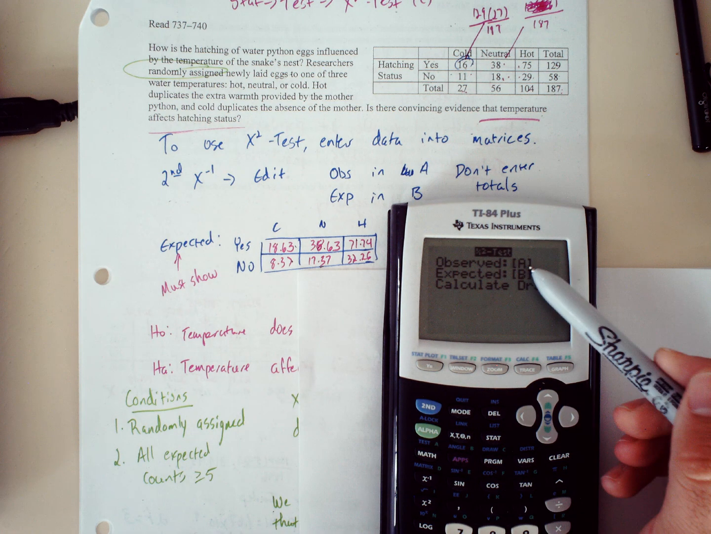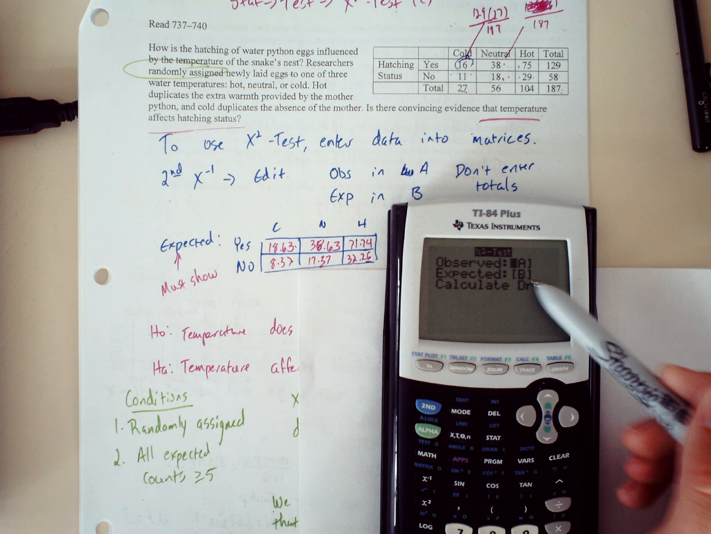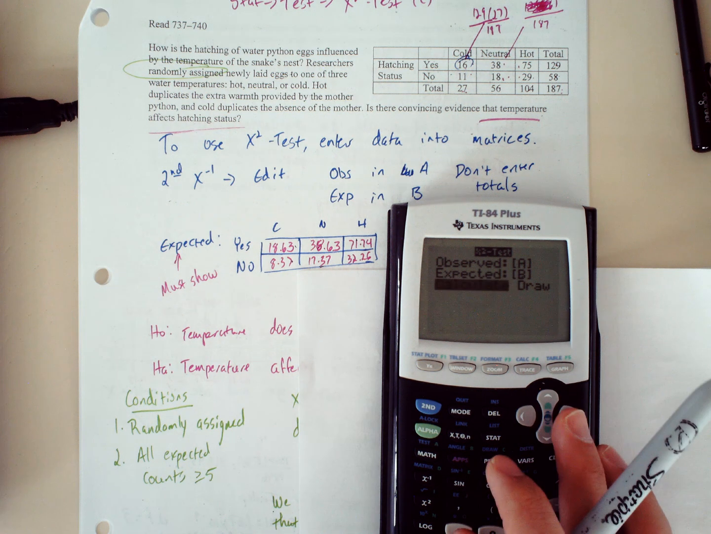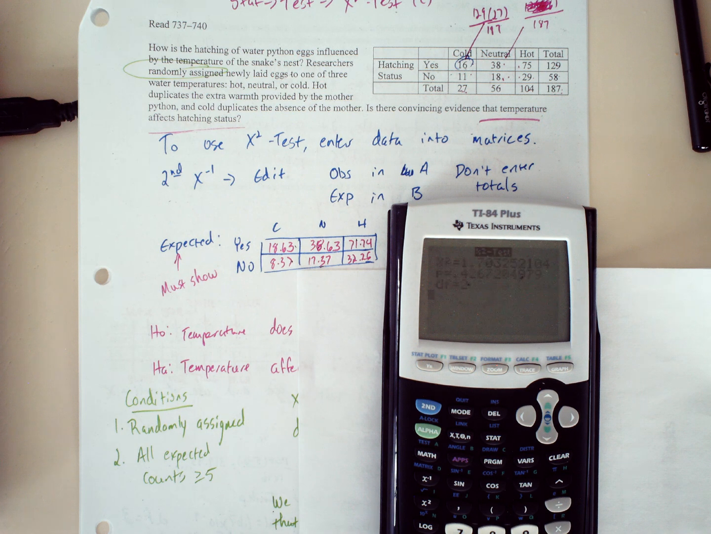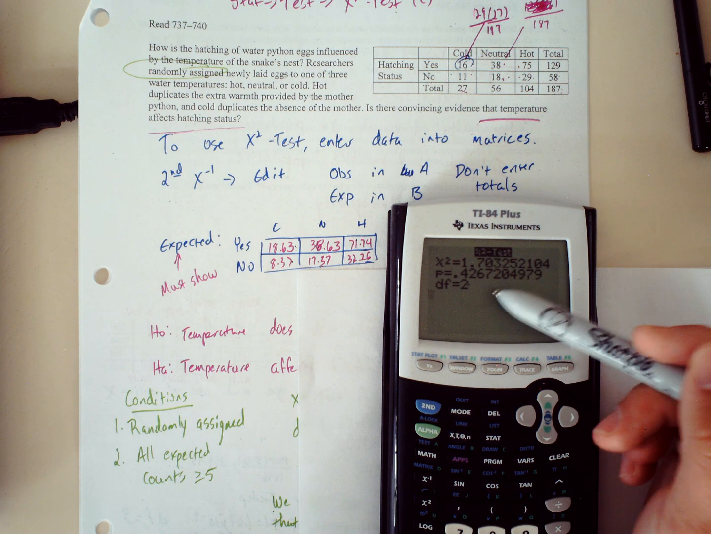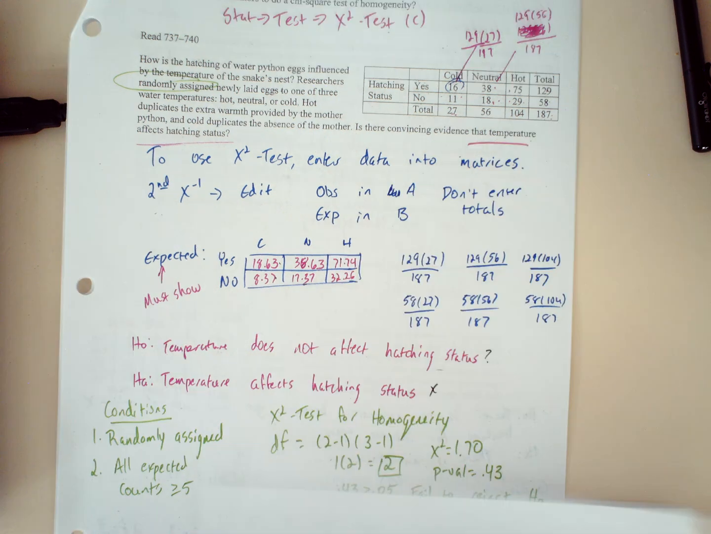Don't have to change anything here. Matrix A is my observed. Matrix B is my expected. Calculate or draw, doesn't matter which one you do. And I'll get my chi-squared value, my test statistic, and my p-value, as well as my degrees of freedom.